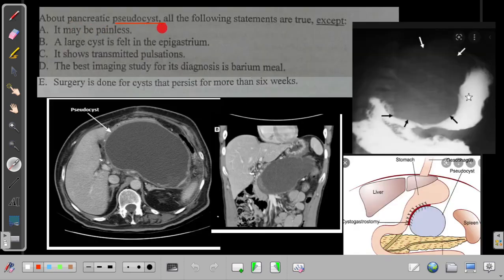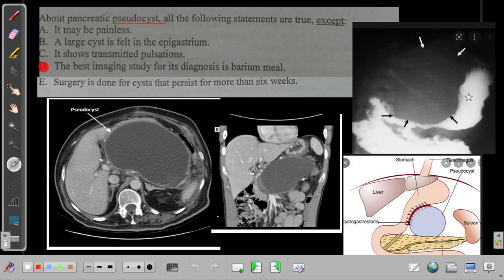About pancreatic pseudocyst, all the following statements are true except: pseudocyst may be painless. That is true. A large cyst is felt in the epigastrium. That is true. It shows transmitted pulsation. That's true, because it lies in front of the aorta, so it can transmit the pulsation. The best imaging study for the diagnosis is barium meal. This is untrue. This is the exception.